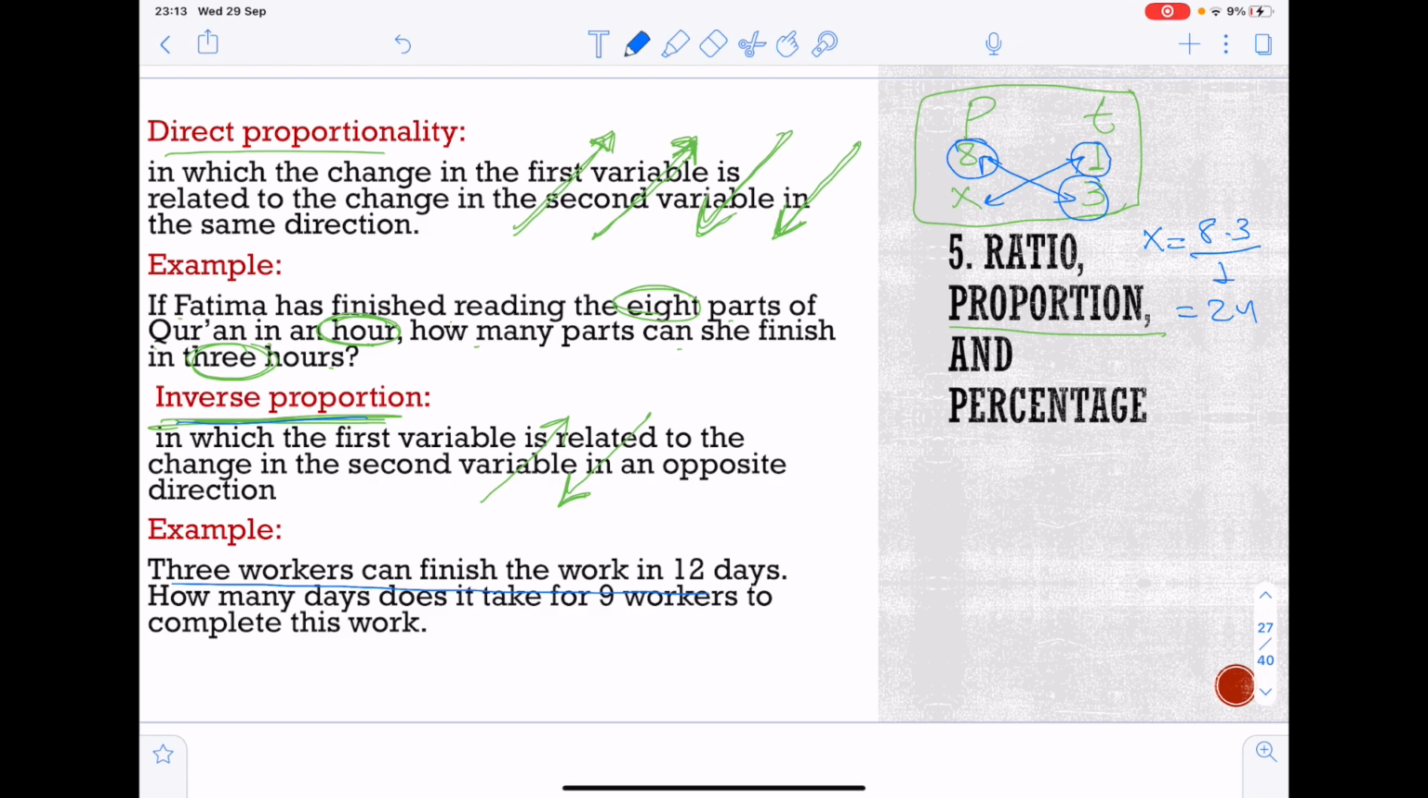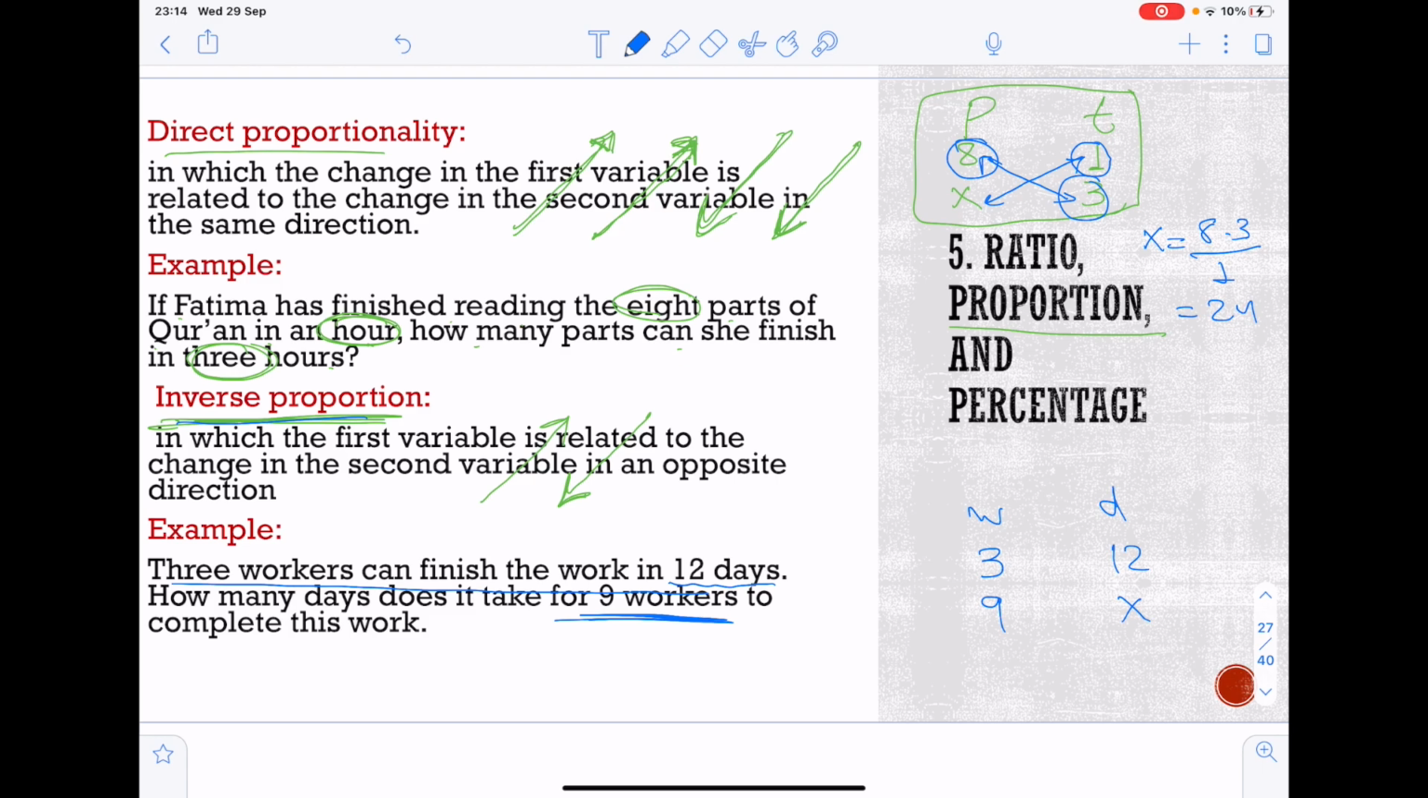Okay, an example about the inverse proportion: 3 workers can finish a work in 12 days. Imagine that you have workers in your home and you want to finish the work faster than 12 days. Okay, so you would just increase the number of workers. So in the first case, you have 3 workers in 12 days. This is the workers, this is the days. In the second case, you have 9 workers, and the question is asking about how many days they will finish.